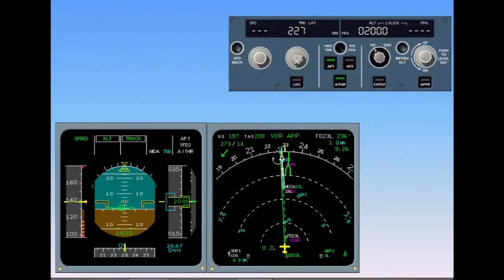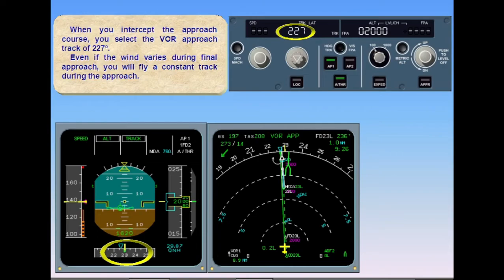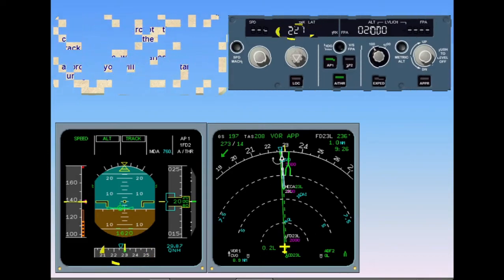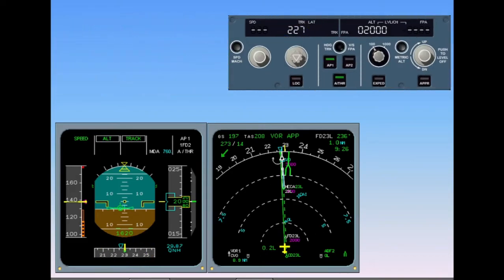When you intercept the approach course, you select the VOR approach track of 227 degrees. Even if the wind varies during final approach, you will fly a constant track during the approach. On the approach chart, you have determined that the final approach path is minus 3 degrees and starts at 4.4 DME, labeled FAF on the approach chart.